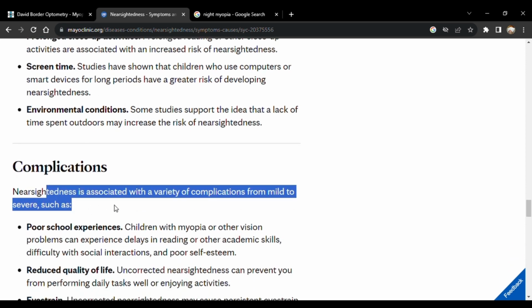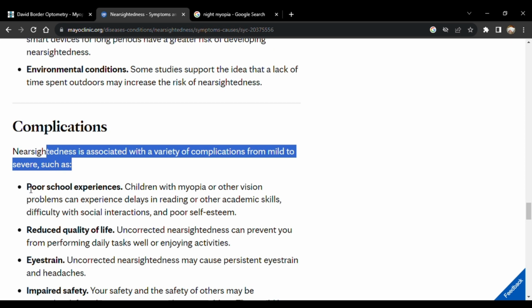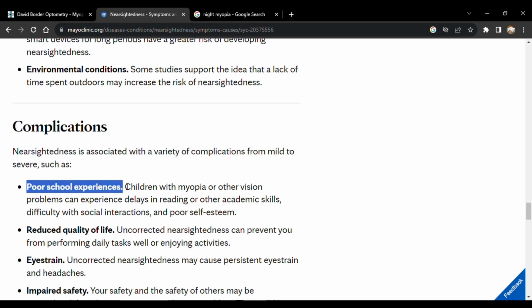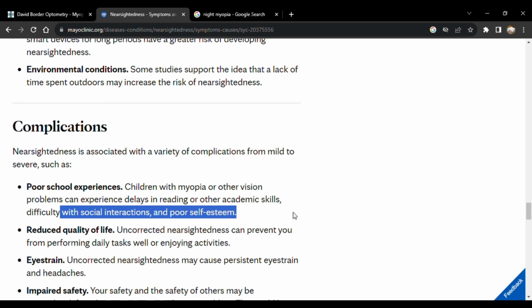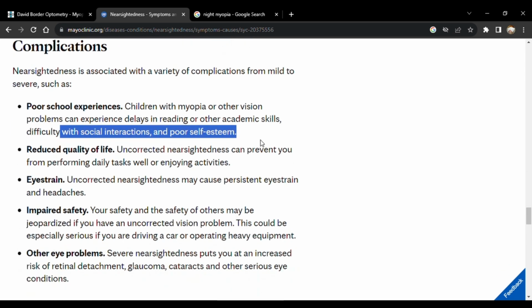So, complications. For children, this is very important to me. Poor school experience: children can experience delays in reading and other academic skills, difficulty with social interactions, and poor self-esteem. Now, sometimes the wearing of glasses itself can be a cause of poor self-esteem, so we might go to a contact lens for a young child who refuses to wear glasses.